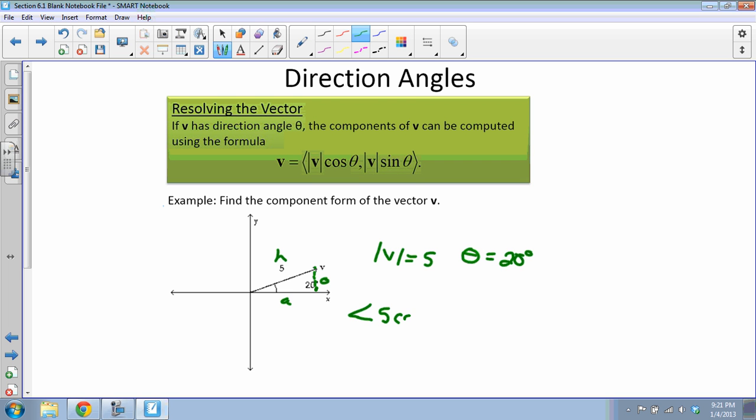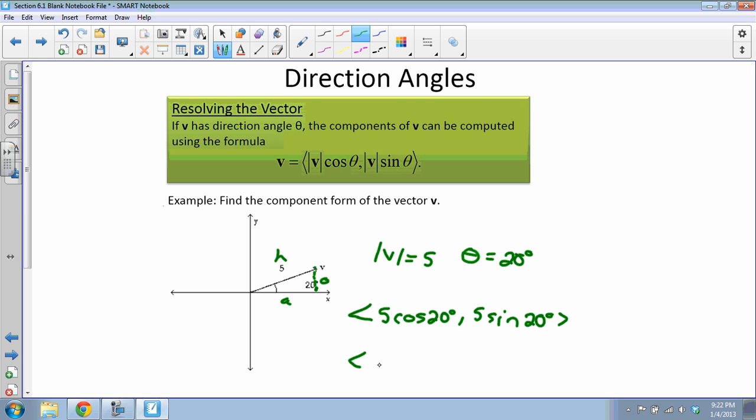So 5 times cosine of 20 degrees, comma, 5 times sine of 20 degrees. Then that requires your calculator. Notice that we are in degrees, because it says 20 degrees, so make sure that you aren't trying to use radians on this. All of our vector work should be in degrees because it's such a real-world application kind of scenario.